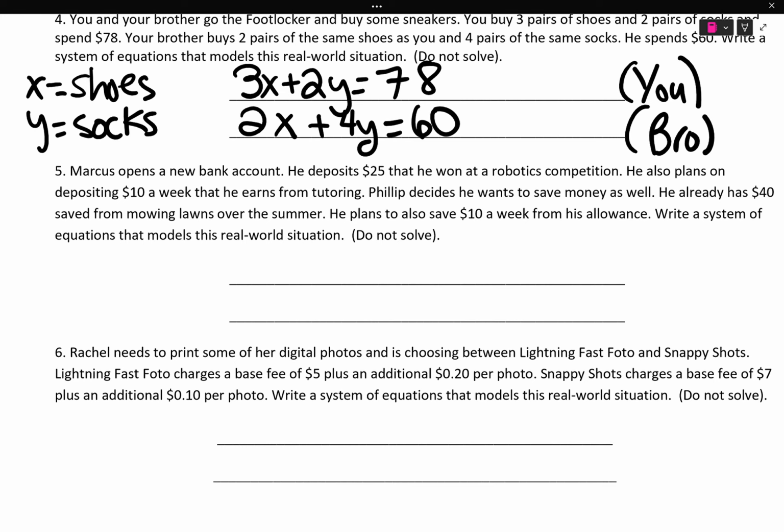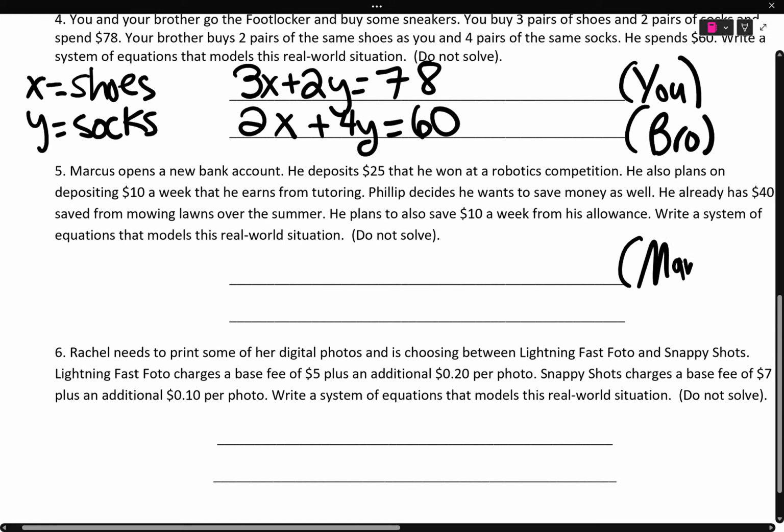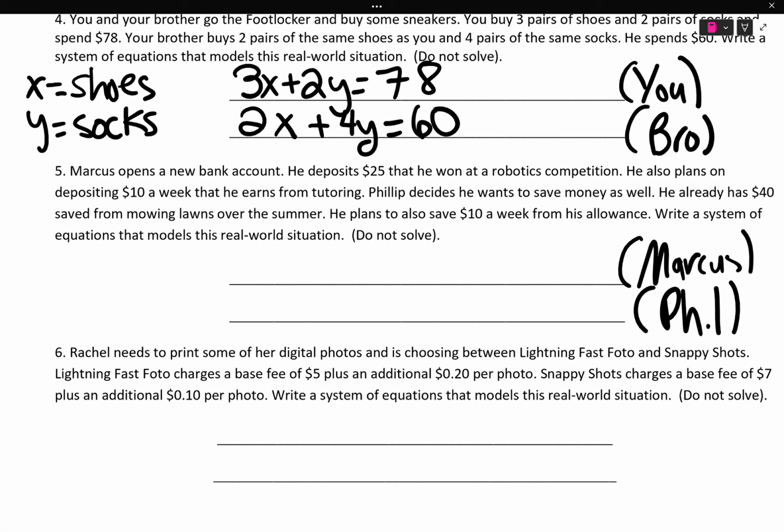Let's write a system. Okay, so this time we don't have really 2 items that are unknown. Like we had shoes, socks, donuts, hot chocolate. But we do have 2 different people, so I know that that's what we're going to be writing equations for. One's going to be for Marcus, and the other's going to be for Phil. Okay, now, what don't we know? The first thing I see that we don't know is weeks. I don't know how many weeks these guys are putting money in. So I'm going to write that X equals weeks.